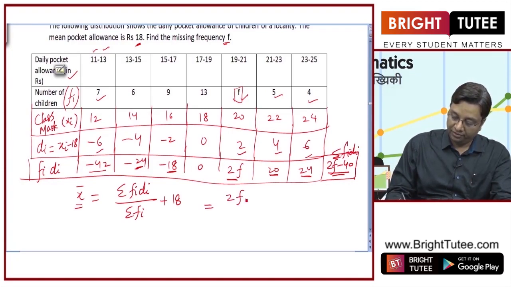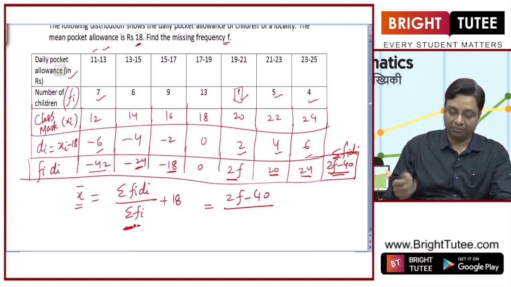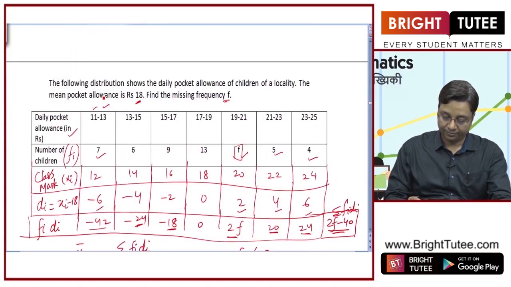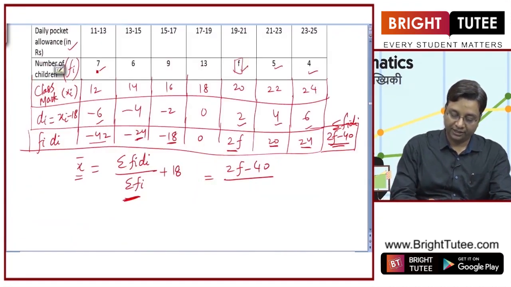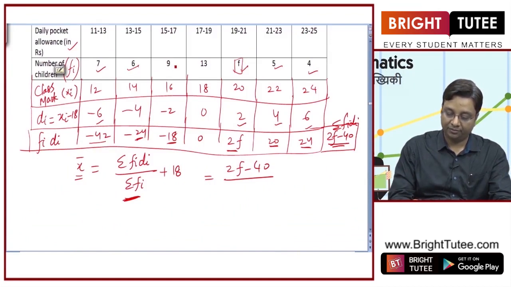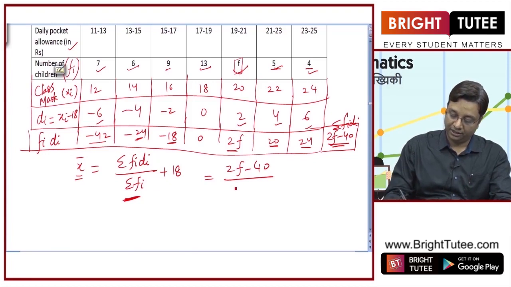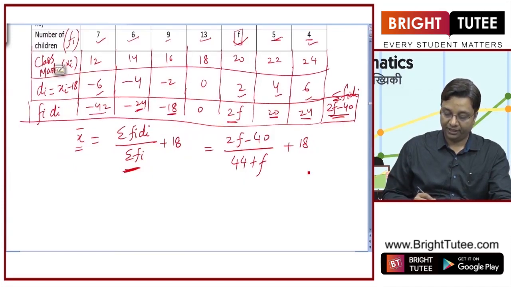So 2f minus 40 here divided by sigma fi, which is the number of children, right? Which is 7 plus 6, 13 plus 13, 26. 26 plus 9 is 35, 40, 44 plus f. So it is 44 plus f here, and you need to add 18 in it, right?